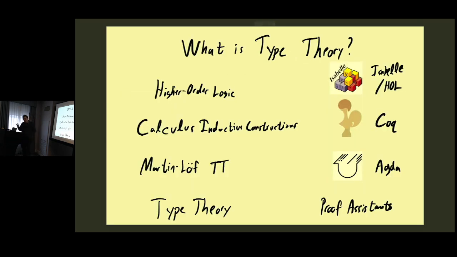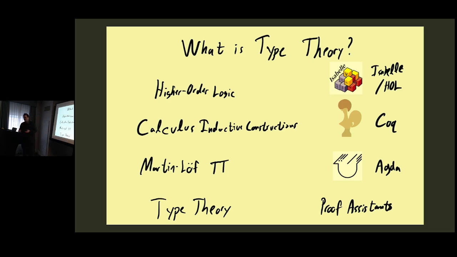Okay, so what is type theory? Type theory is really the mathematical logical foundations for proof assistant tools that we know and love. The proof assistants that we're all familiar with, things like Isabelle Hall, Coq, Agda, Lean, others, they are all based on mathematical logics, what we call type theories. Here are the examples for these 3: Isabelle Hall based on higher order logic, Coq on the calculus of inductive constructions, Agda on Martin-Löf type theory.